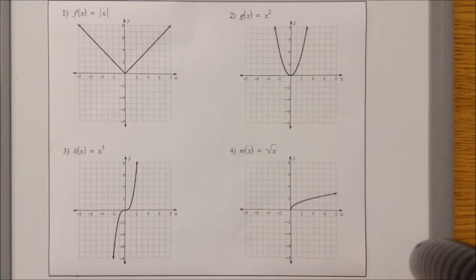And our second function is x squared, or x to the second power, also known as a quadratic equation. And right here is its respective quadratic graph. And the third one is x to the third, or x cubed. And right here is the respective cubic function graph. Last one is the square root of x. And right here is the square root function graph.